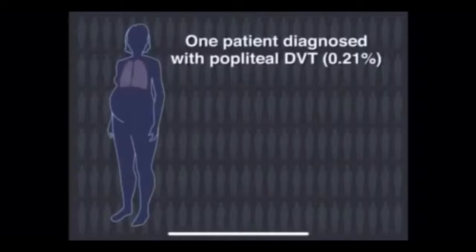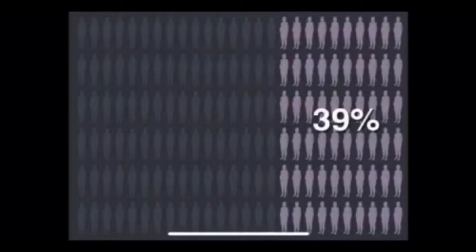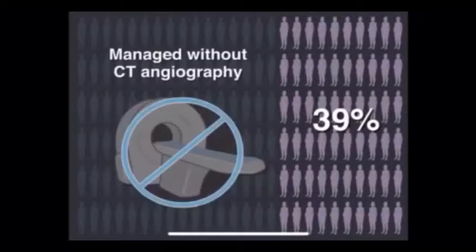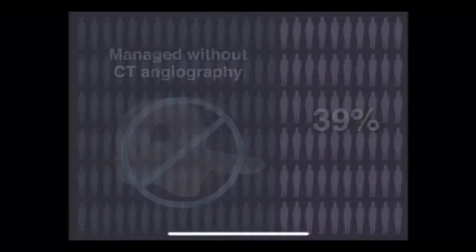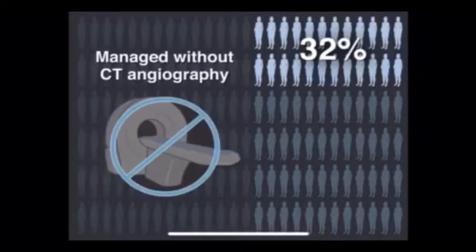With this approach, the primary outcome occurred in 1 patient who was diagnosed with popliteal DVT. No patient was diagnosed with pulmonary embolism. 39% of the patients were managed without CT angiography. Among the subgroup of women in the 3rd trimester, 32% were managed without CT angiography.